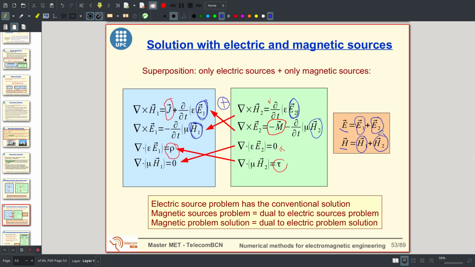We know how to solve the electric problem. I will show you later how to compute the electric and magnetic fields due to electric sources, but this is something that is known and has no difficulty. And then we need to know how we can compute the solution of the problem with magnetic sources. It's very easy because the equations for magnetic sources, the equations in the green box, are dual to the equations in the blue box. These two sets of equations are dual.